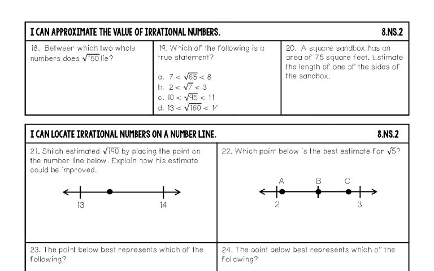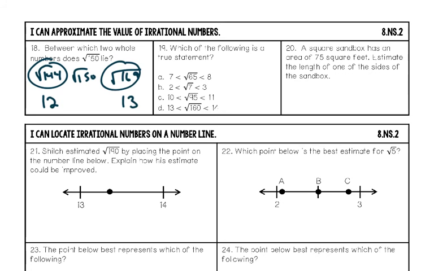Let's look at this last page. We can approximate the value of irrational numbers. Between which two whole numbers does the square root of 150 lie? So 150 is not a perfect square, but it lies between two perfect square numbers. So I'm going to look at the perfect square values on either side of it. I know 144 is a perfect square, and I know that 169 is a perfect square. 150 is between those, and the square root of 144 is 12. The square root of 169 is 13. So it's between 12 and 13.